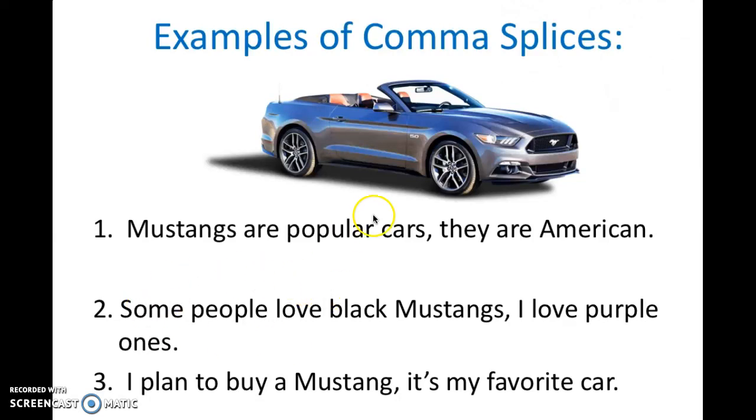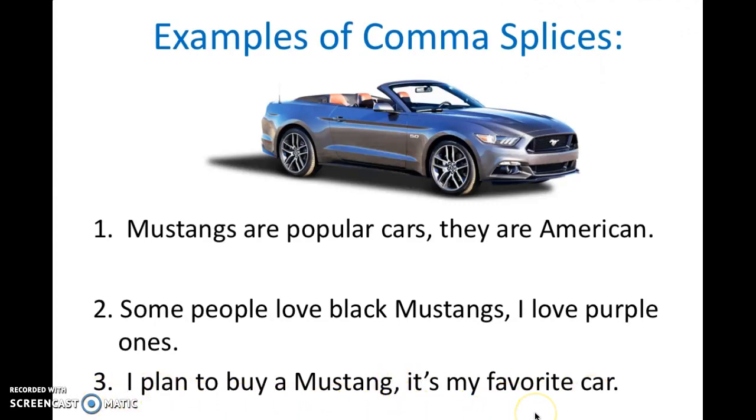Where's the first sentence end? After Mustangs. I love purple ones. Brand new sentence. Sentence 3. I plan to buy a Mustang. It's my favorite car.